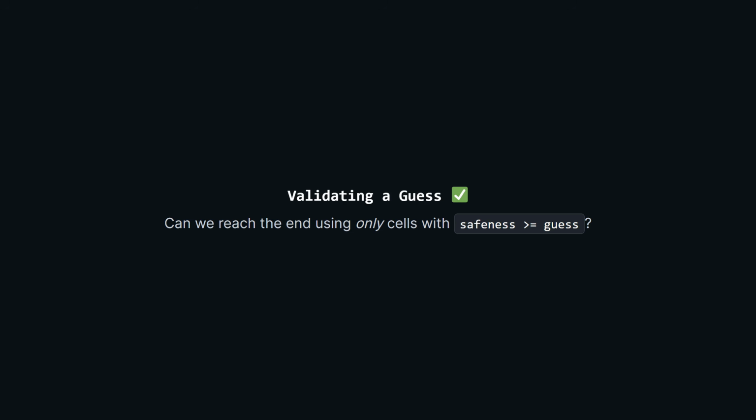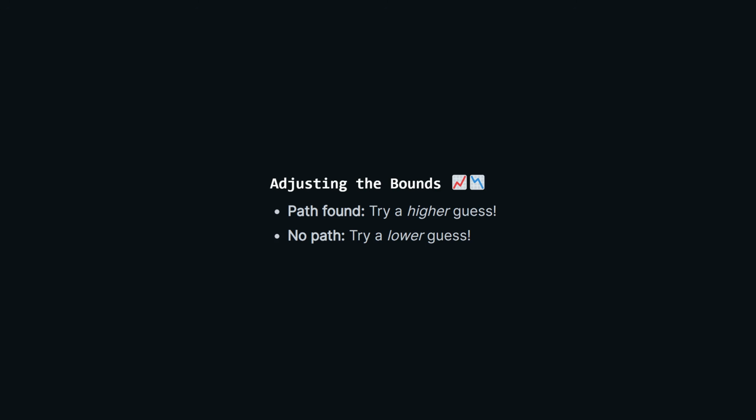For whatever number we guess, we run a standard breadth-first search from the start to the end. But the rule is, we are only allowed to step on cells that have a safeness score equal to or higher than our guess. If our search reaches the end, great, our guess was valid, but maybe we can do better, so we search higher. If we get stuck and can't reach the end, our guess was too greedy, so we search lower.